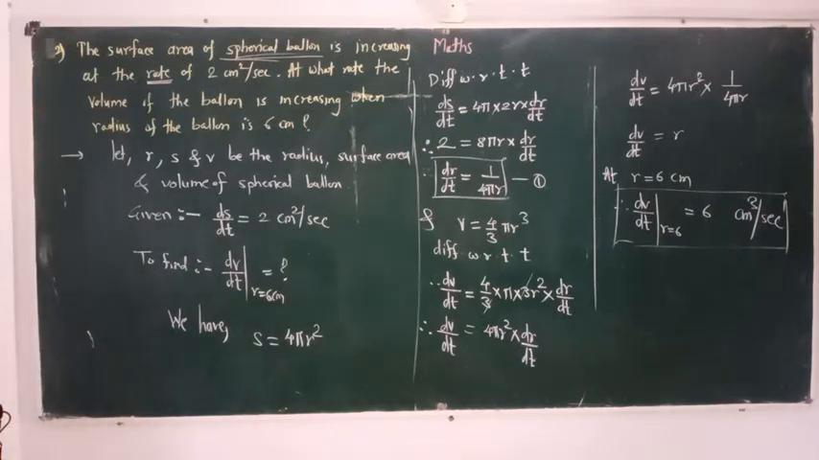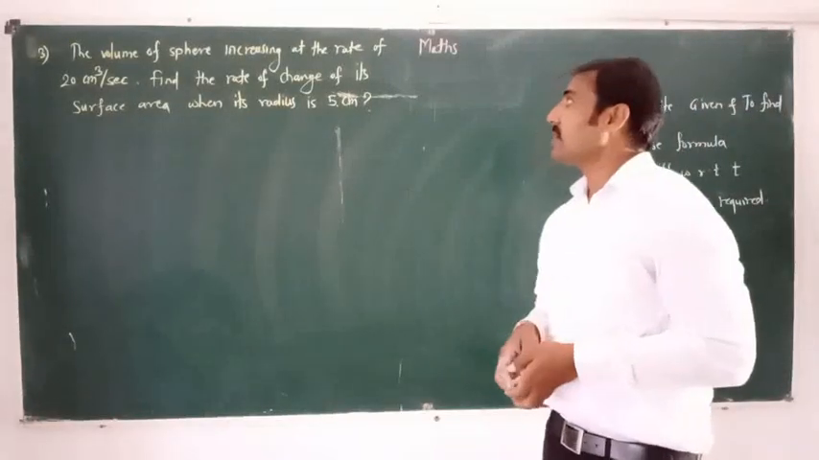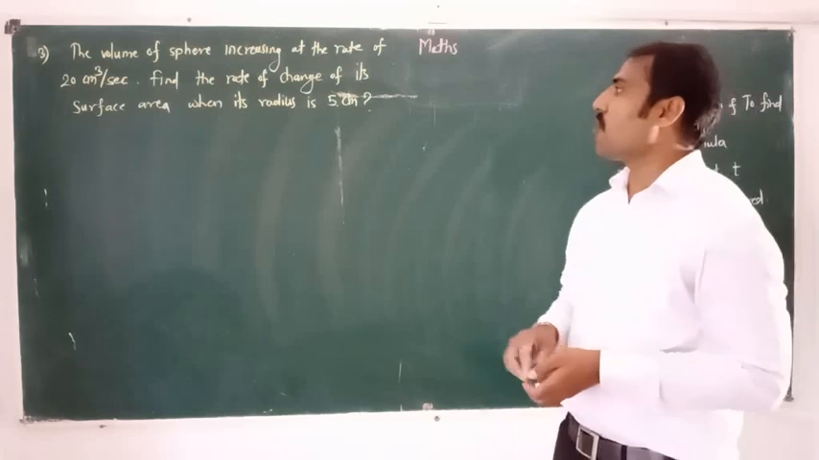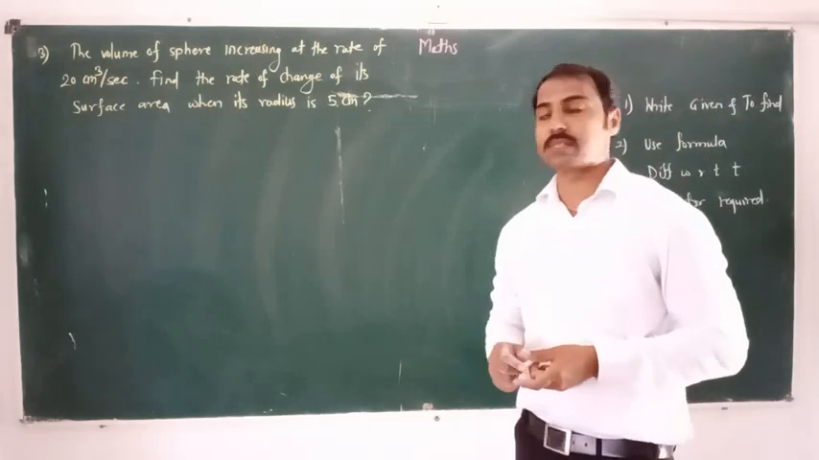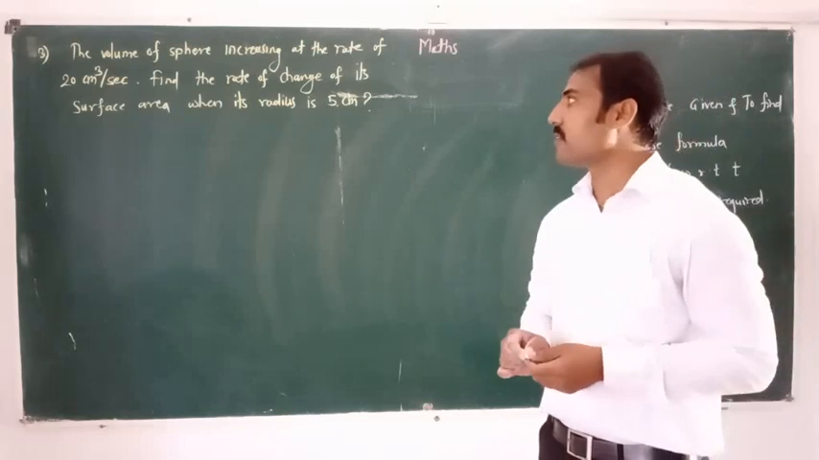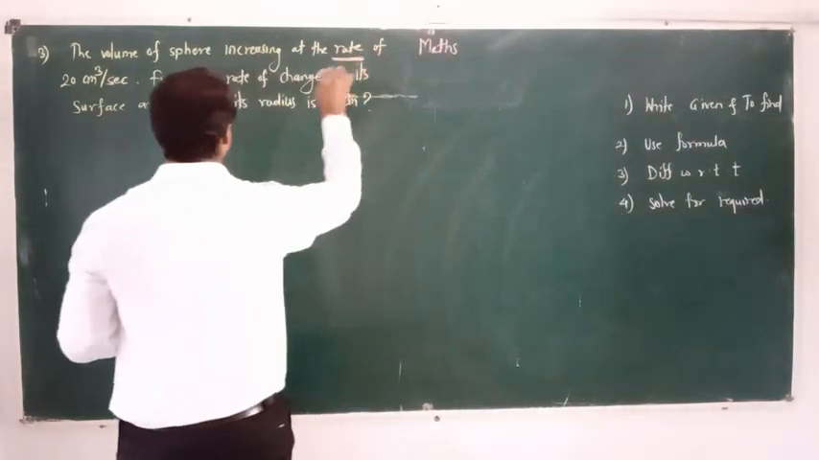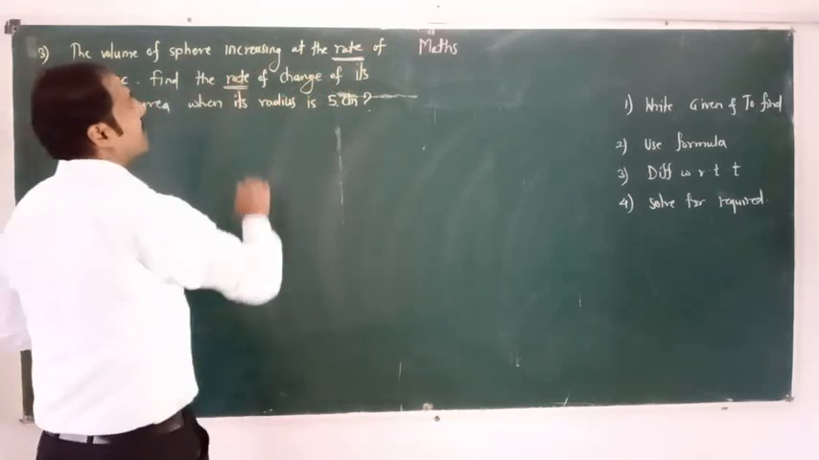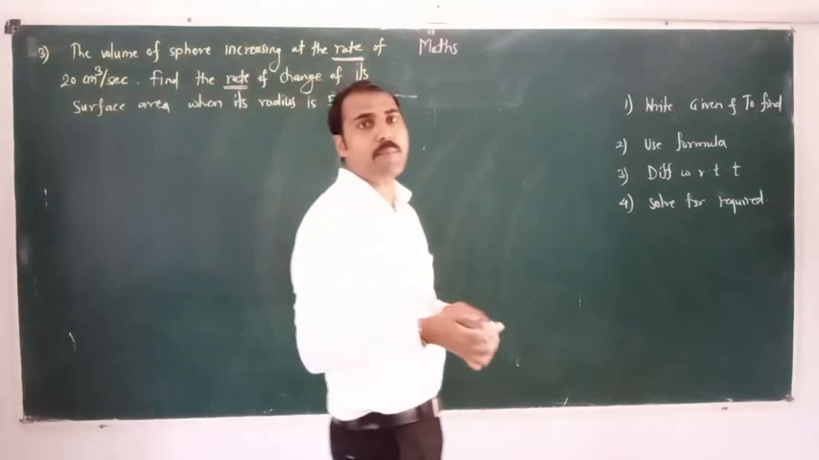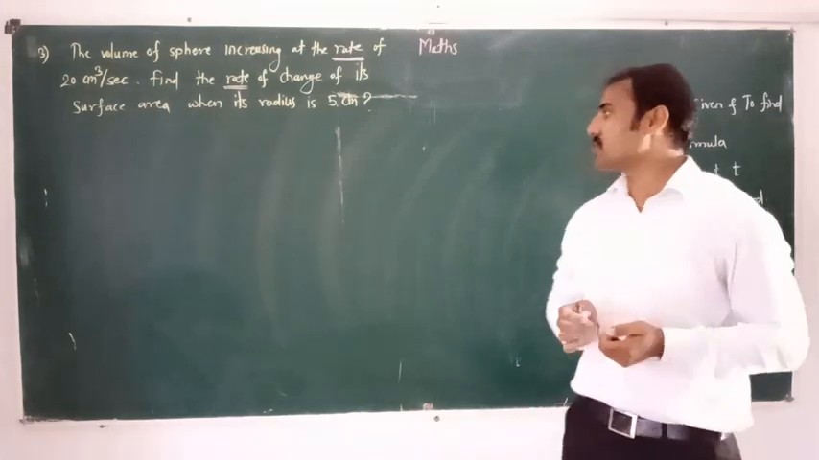Next example is: the volume of a sphere is increasing at the rate of 20 centimeter cube per second. Find the rate of change of its surface area when its radius is 5 centimeter. Here again, look, the word rate is in the example, so it is clearly an example on rate measures.